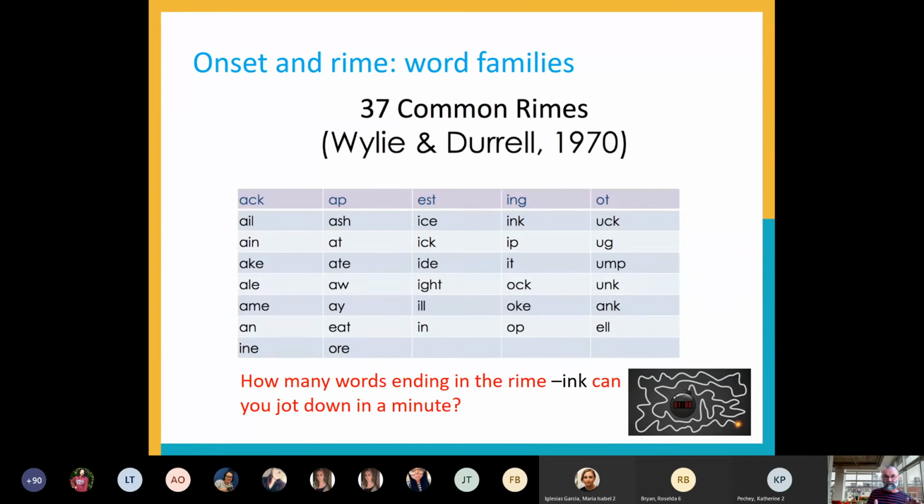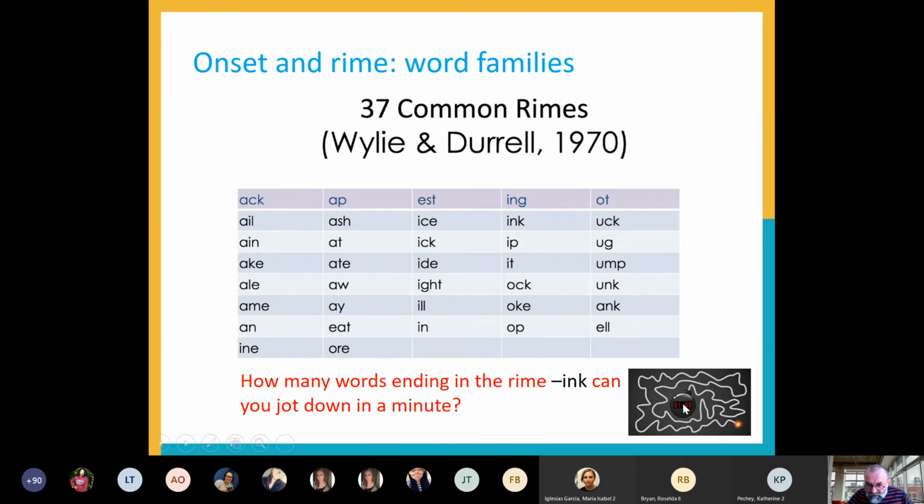Okay, here we go. Let's do this. Okay, so again, we've got 37 common rhymes there. We've got the rhyme ick, I-C-K. How many words ending in the rhyme I-C-K can you jot down in a minute?